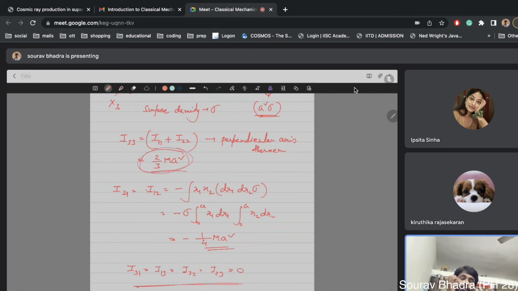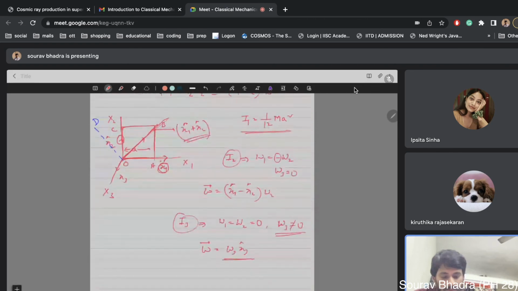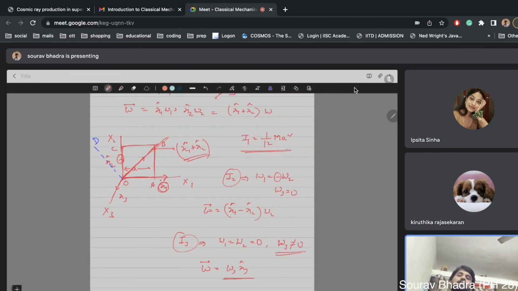By solving the determinant you are getting the same value, 2/3 m square. So at that instant it is telling that your I33, which corresponds to that x3 axis, is one principal axis and the principal value of inertia. Okay, so this is how you can calculate for any type of body the principal moments of inertia, as well as the principal axes also.